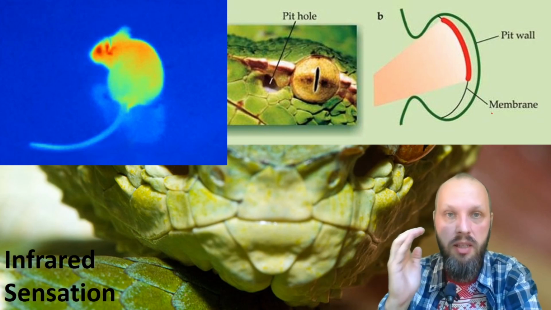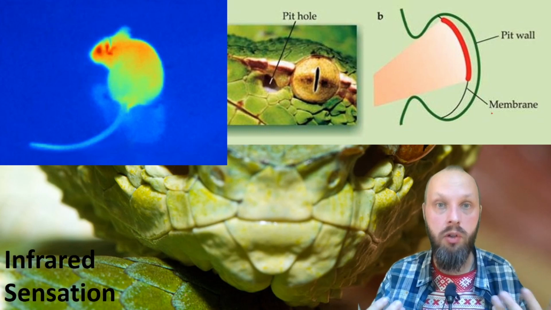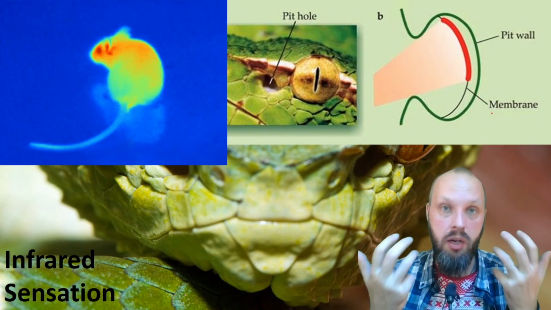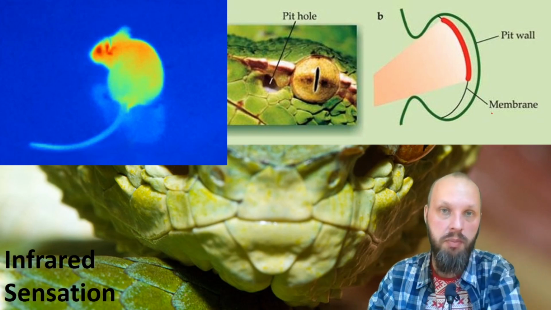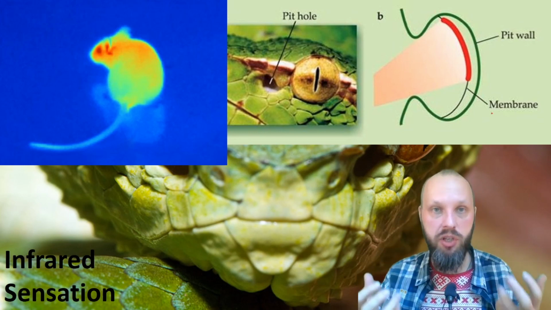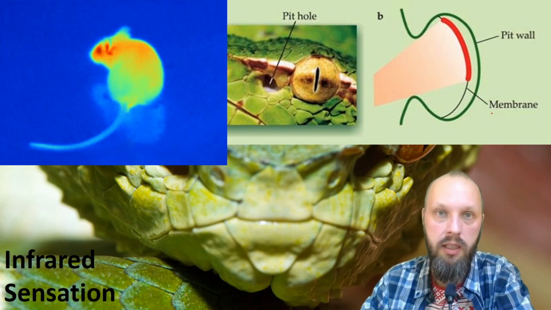This stuff inside is actually a very sensitive skin. So the types of receptors that are involved are the same types that we have in our skin. Snakes just have more of those, and they are arranged in this peculiar manner that makes it possible for them to know exactly where the hot little mouse is.